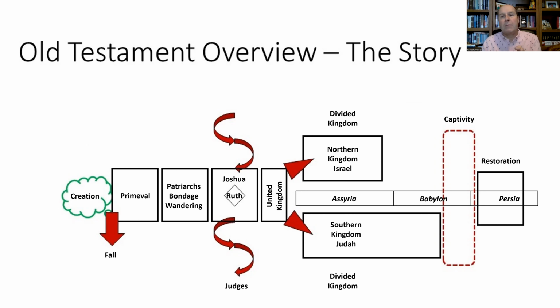Then with the southern kingdom, you can see that the rectangle extends further. The reason for that, and again, you have two nations here, two of the 12 tribes, is because they had some good kings. Because they had some good kings, God gave them the ability to stay in the land longer. But eventually, the nation of Babylon takes them into captivity. That brings us to the period of the captivity, which is this red dotted rounded rectangle, and that's a 70-year period.